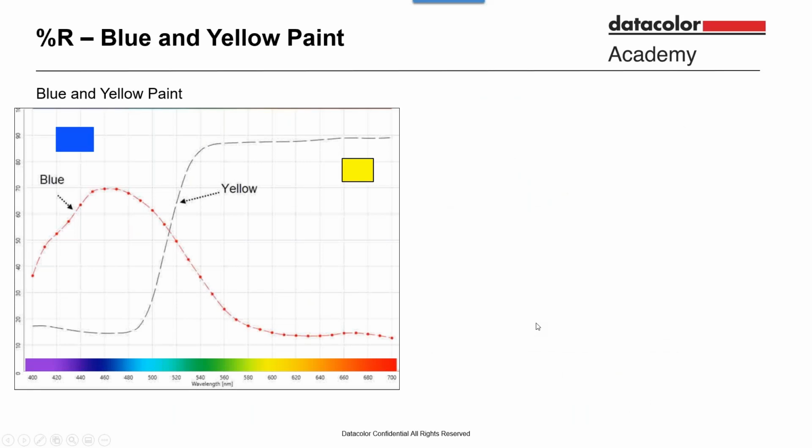Okay, here's an example. This is sort of like a real-world example on spectral curves. I have here a blue pigment and a yellow pigment at a certain concentration, and these are the spectral curves of those. Here's the blue, and here's the yellow.